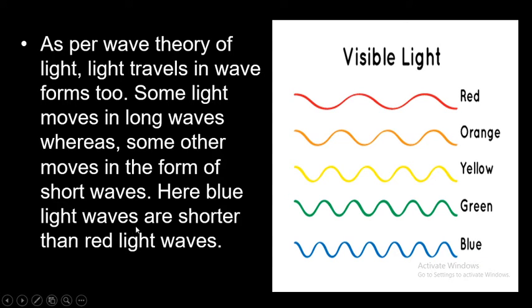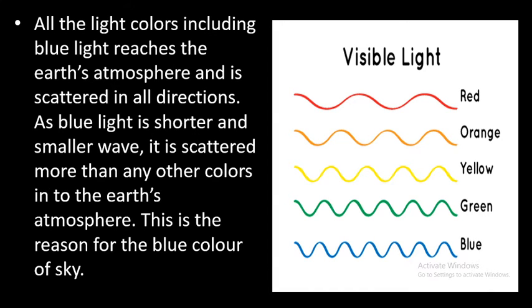Here, blue light waves are shorter than red light waves. So meaning, it is more sensitive to blue. All the light colors, including blue light, reach the Earth's atmosphere and are scattered in all directions. Since blue light is a shorter, smaller wave, it is scattered more than any other color. That's why the sky is blue.